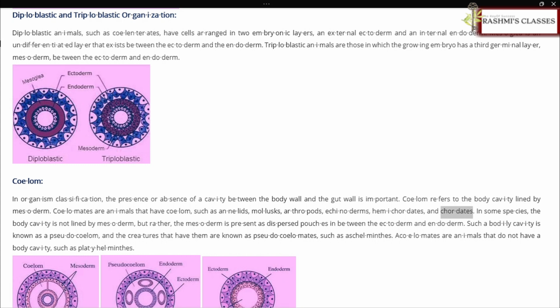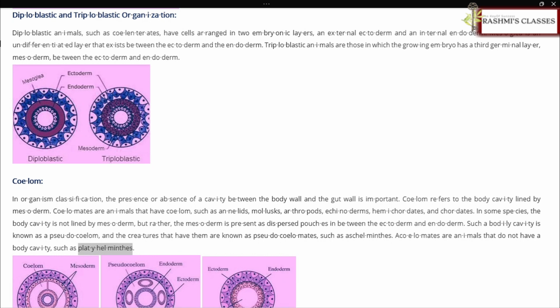In some species, the body cavity is not lined by mesoderm, but rather, the mesoderm is present as dispersed pouches in between the ectoderm and endoderm. Such a bodily cavity is known as a pseudocoelom, and the creatures that have them are known as pseudocoelomates, such as aschelminthes. Acoelomates are animals that do not have a body cavity, such as platyhelminthes.